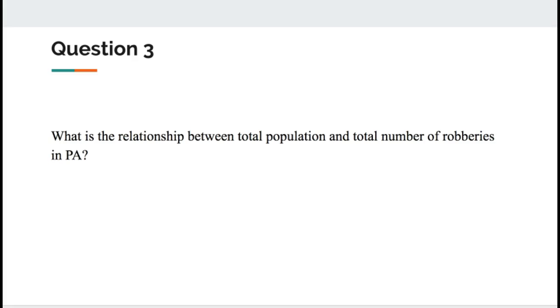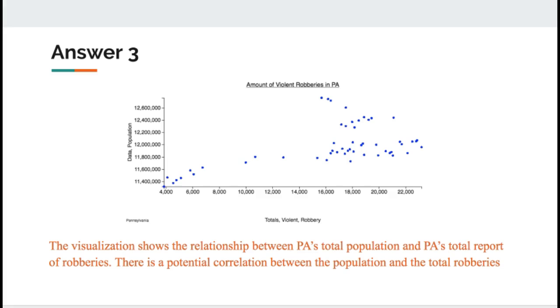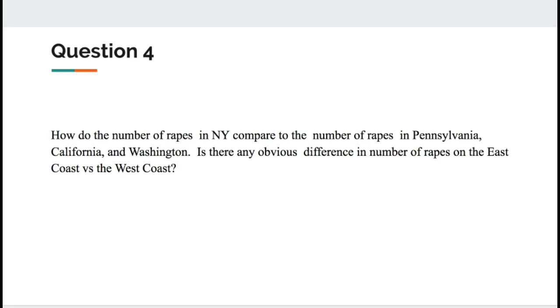The third question that we looked into was the relationship between total population and the total number of robberies in Pennsylvania. The visualization shows the relationship between Pennsylvania's total population and Pennsylvania's total report of robberies. There is a potential correlation between a higher population and the total amount of robberies.